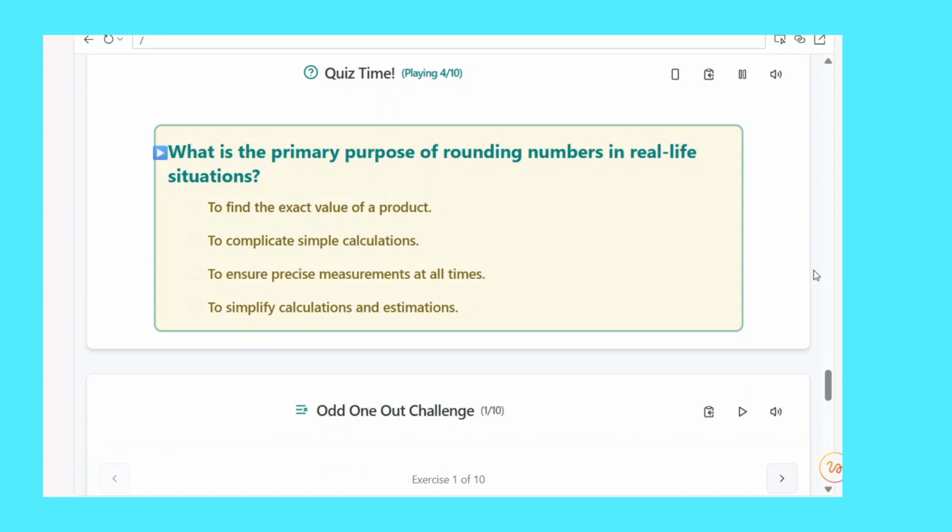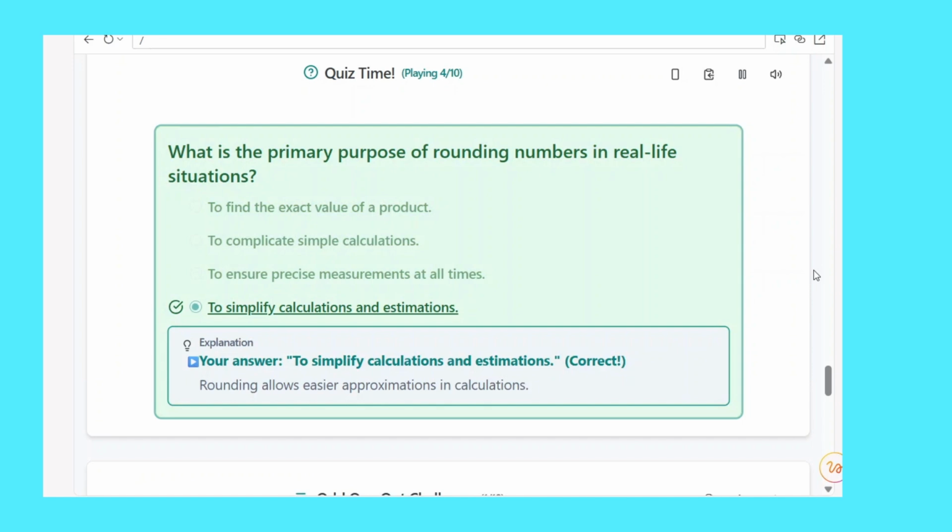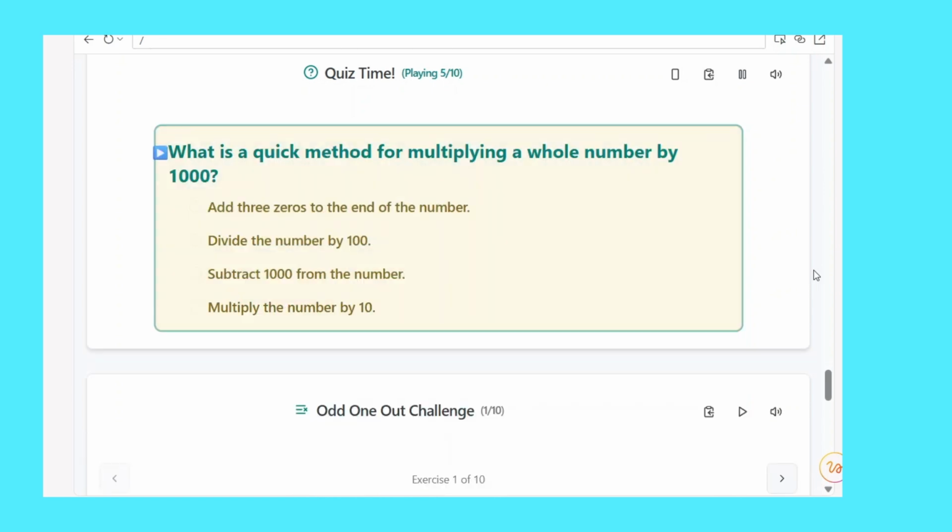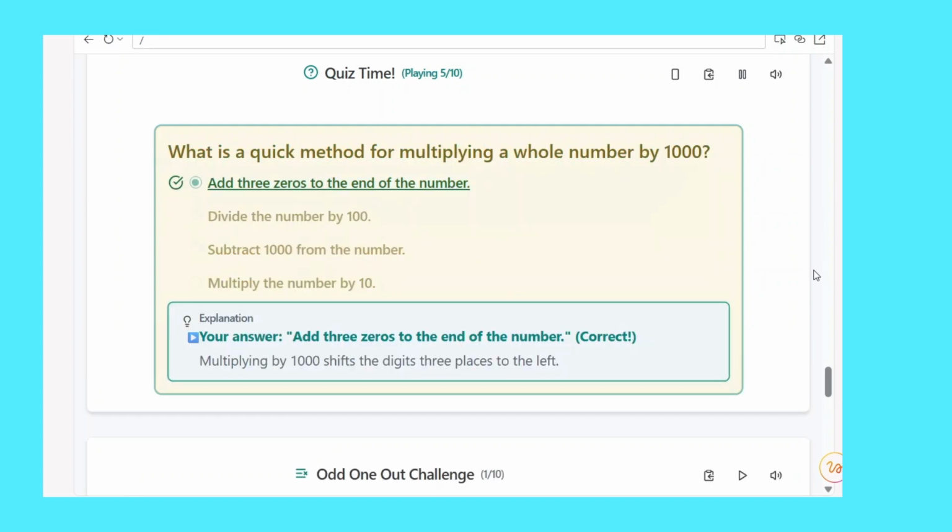What is the primary purpose of rounding numbers in real-life situations? The correct answer is to simplify calculations and estimations. Explanation: rounding allows easier approximations in calculations. What is a quick method for multiplying a whole number by 1000? The correct answer is add 3 zeros to the end of the number. Explanation: multiplying by 1000 shifts the digits 3 places to the left.